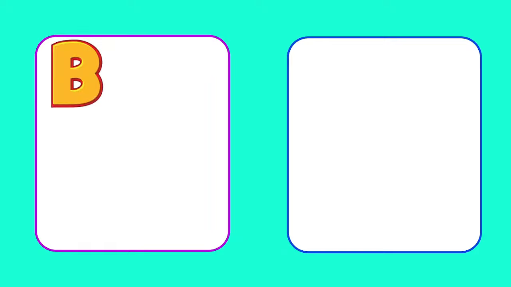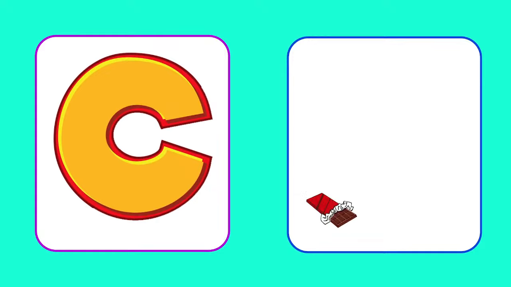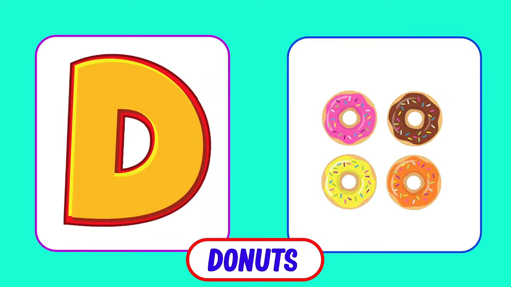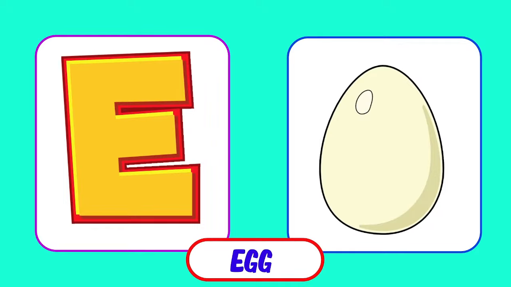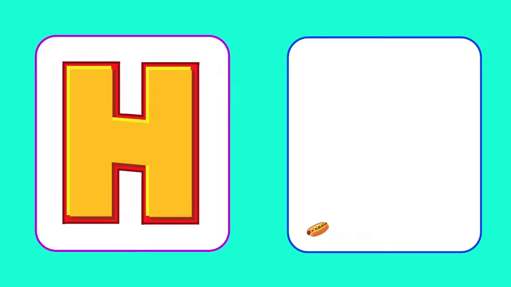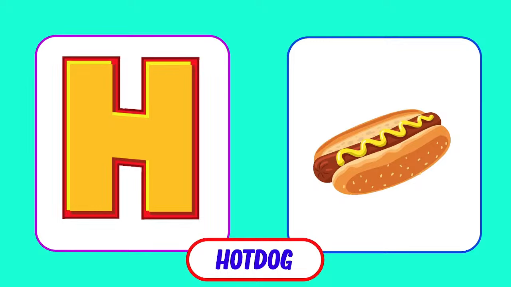B is for burger. C is for chocolate. D is for donuts. E is for egg. F is for French fries. G is for gulab jamun. H is for hot dog. I is for ice cream.